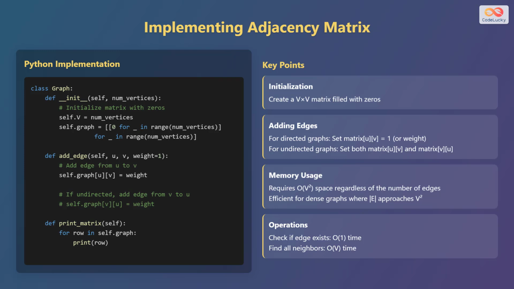When initializing, create a V by V matrix filled with zeros. When adding edges for directed graphs, set matrix[u][v] equals 1 or the weight. For undirected graphs, set both matrix[u][v] and matrix[v][u]. Remember that it requires order of V squared space, regardless of the number of edges. It is efficient for dense graphs where the number of edges is approximately equal to V squared. Checking if an edge exists takes order of 1 time. Finding all neighbors takes order of V time.